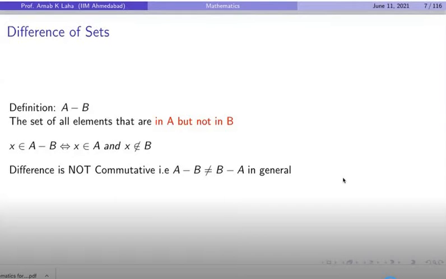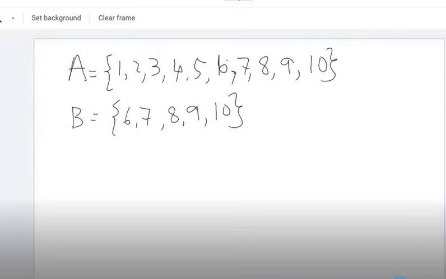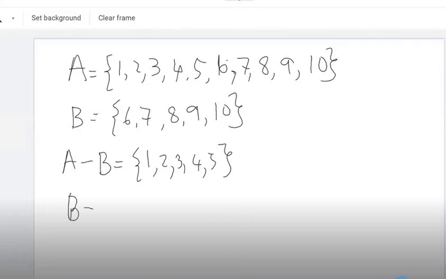Can you give an example for this? Okay, so A is, say, a set of natural numbers from 1 to 10, and B is, say, from 6 to 10. So tell me, what is A minus B in this case? Sir, in this case, A minus B would be 1 to 5, and B minus A would be the null set or empty set.